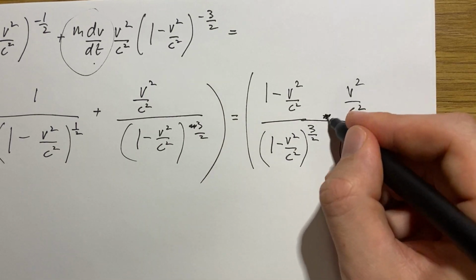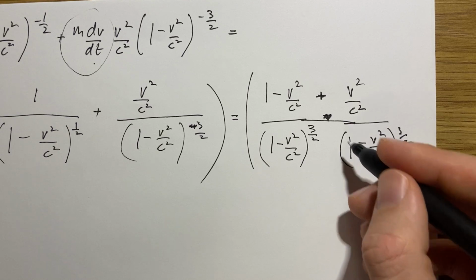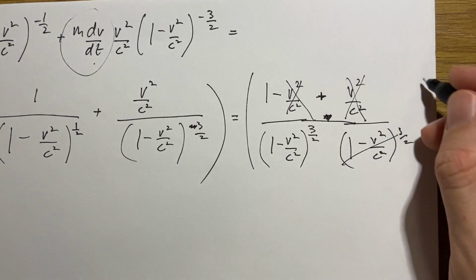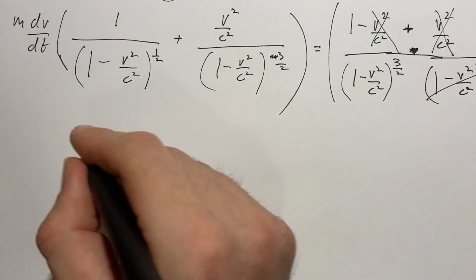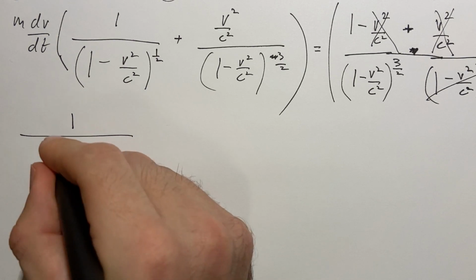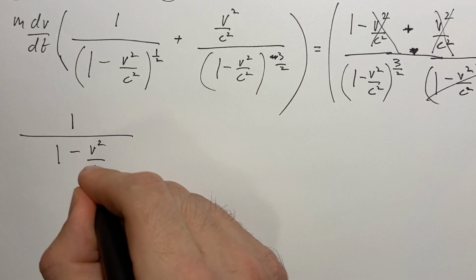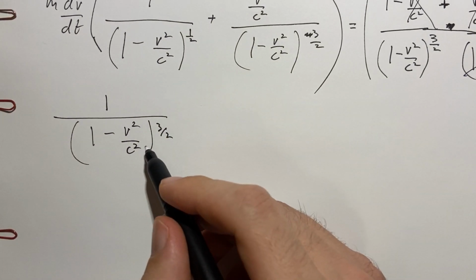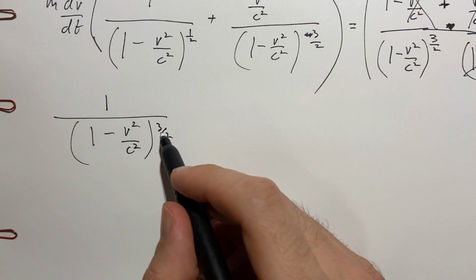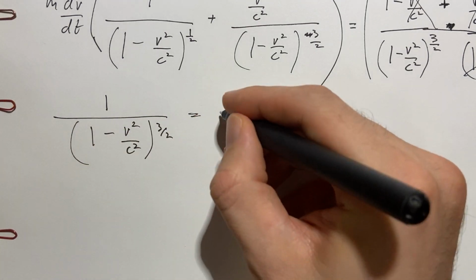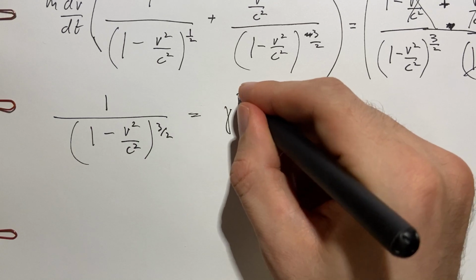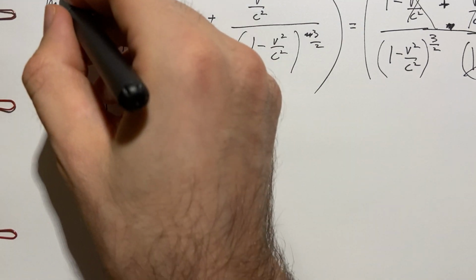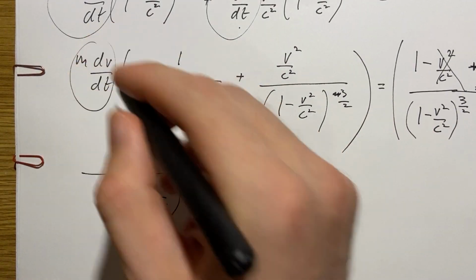Well, look at this. This is just great. We can unite these two fractions and this will cancel out. So what we will end up with is 1 over 1 minus v squared over c squared to the power of 3/2. And this is very similar to the Lorentz factor, right? It's just that everything here is cubed. So this is basically just the Lorentz factor cubed. And of course, do not forget this term.